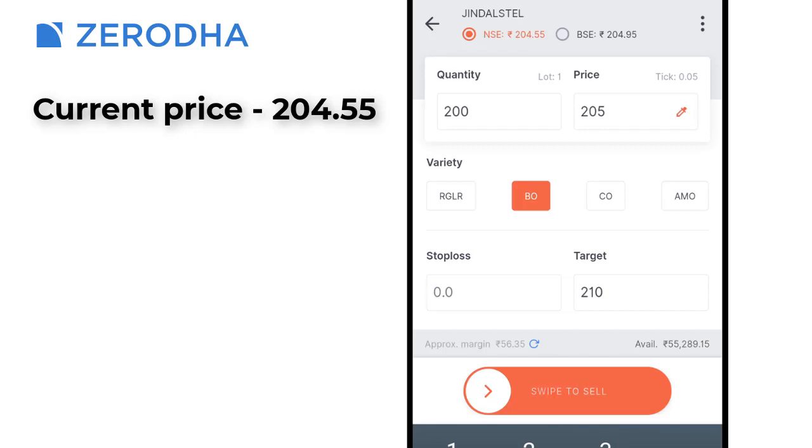Here we are entering at an entry price of 205, right? Then the stop loss should be above this. Then I will choose 210, anything above the entry price. So 210 technically is above the entry price.